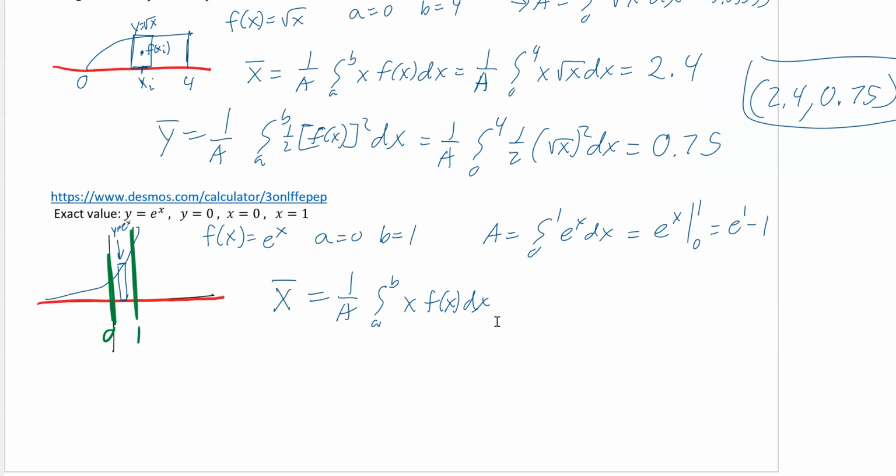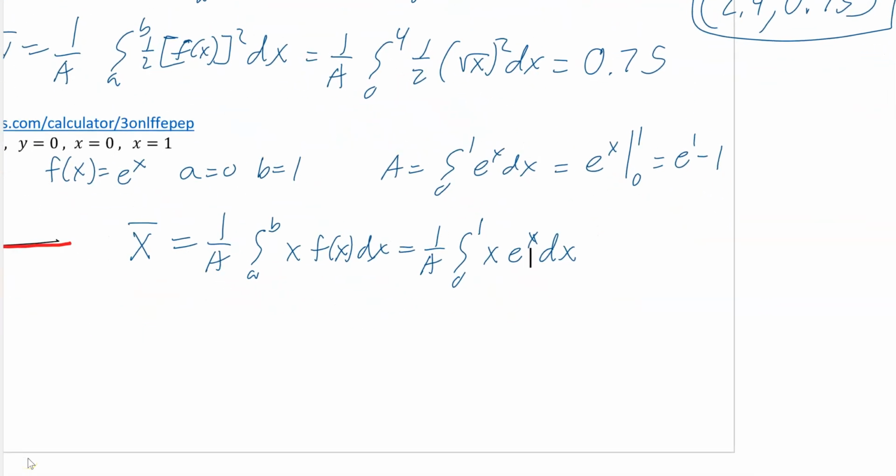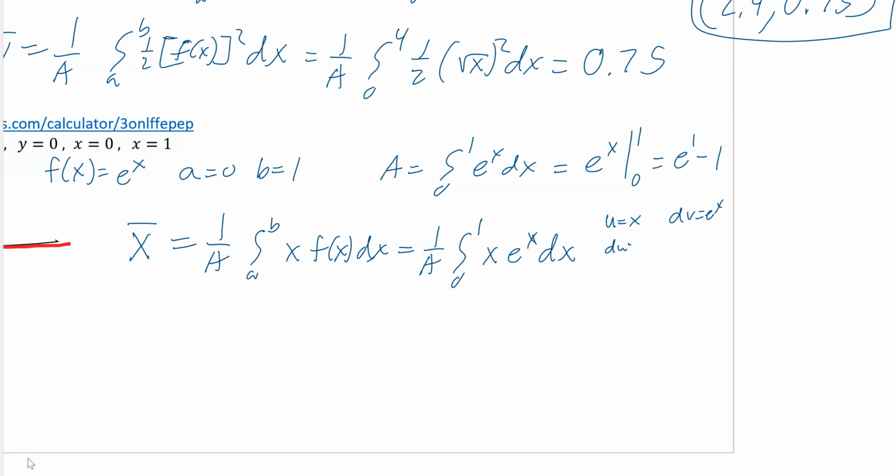So now if we plug it in, remember we leave the 1 over A until the end. We're going to go from 0 to 1, x e to the x dx. And so we're going to have to use integration by parts. So we say u equals x, dv equals e to the x dx, because the u will get simpler. It becomes a 1. We can just write dx, just like we did with du. And our v becomes e to the x.